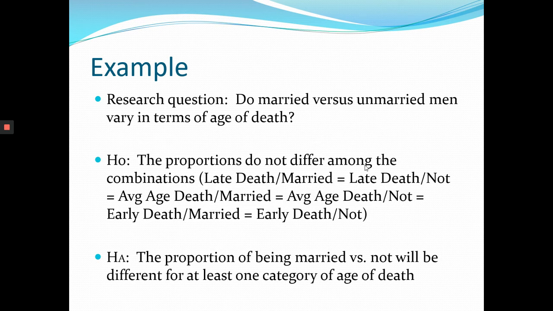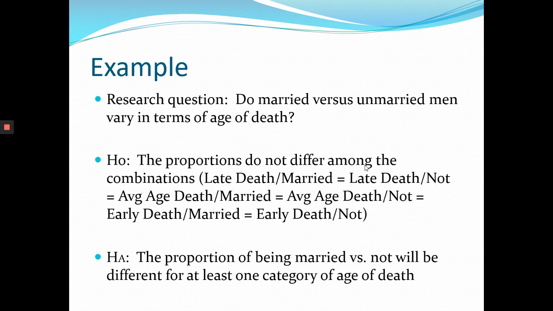So let's look at this question here. Do married versus unmarried men vary in terms of the age of their death? So here we're going to look at 2 categorical variables, 2 nominal variables as we measure it. We're going to measure men in terms of being married or not married. That one's pretty easy. Married is a legal category, so we can actually see whether you're legally married or not. And then in terms of age of death, we could break that up into nominal categories. You might say they're ordinal, but we're just going to treat them as nominal in this case.